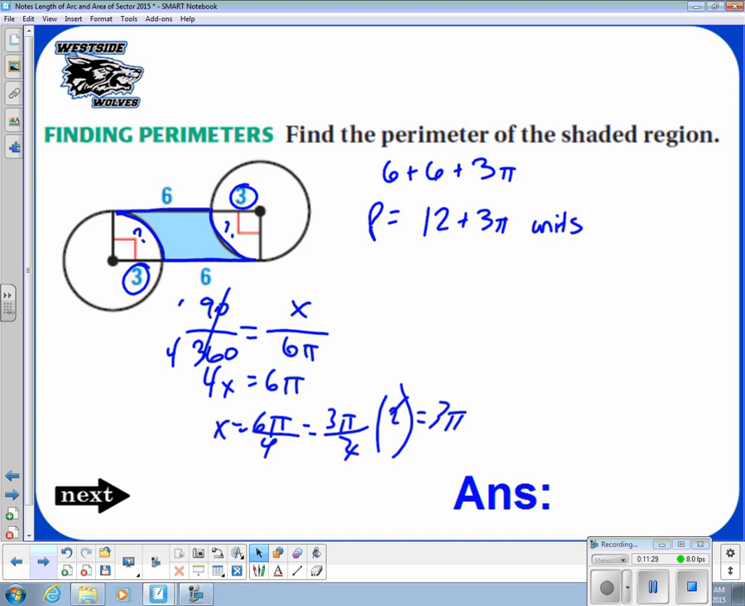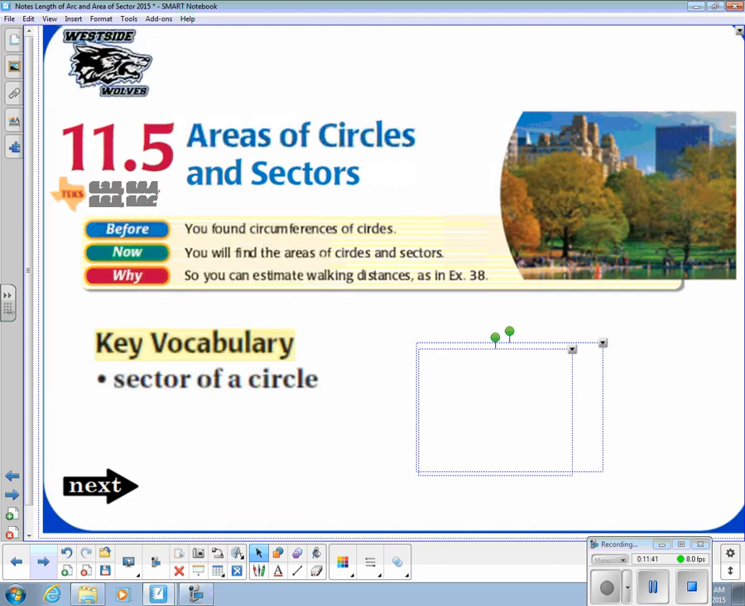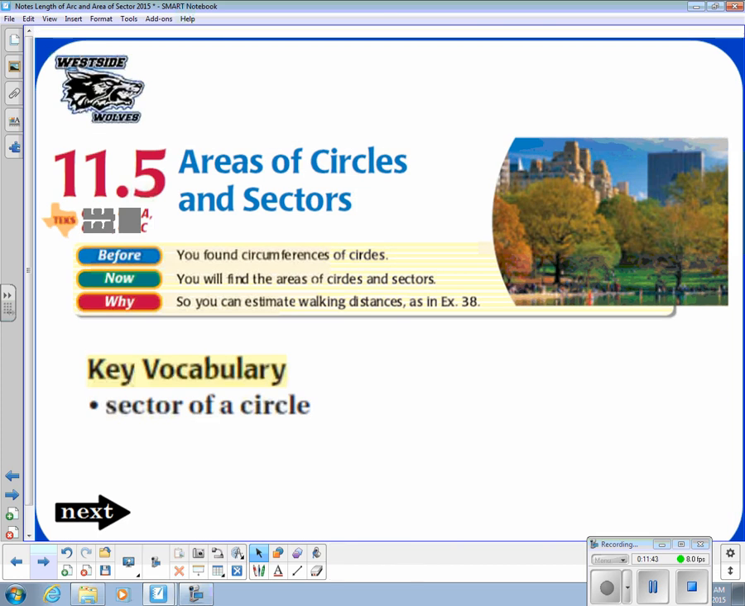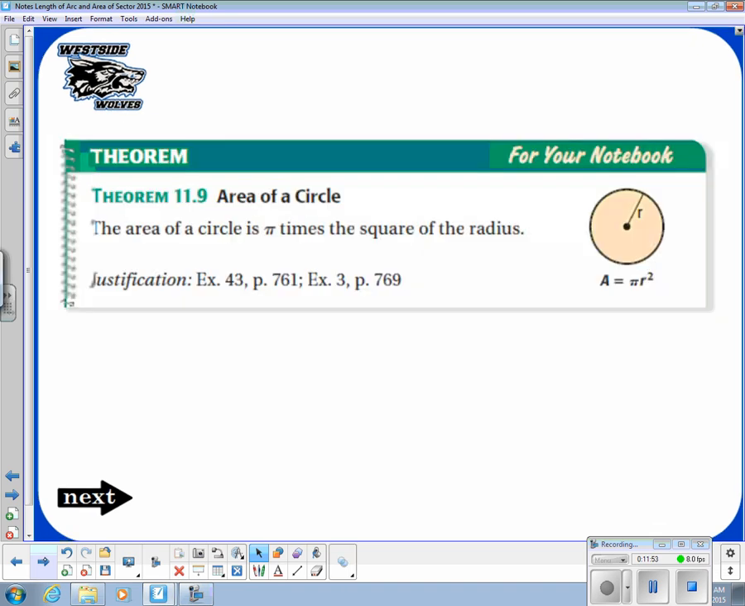Now we move on to the second half, where we're going to find the area of circles and sectors. So if the arc is like the crust of the pizza, the sector area is like the area of the pie itself. So it's like the slice of the pizza where the crust is the arc, and this is the sector. All right, and so we have a little formula for the area of a circle. Area is equal to pi r squared. And so make sure you memorize that formula. You'll need it all the time in your work.